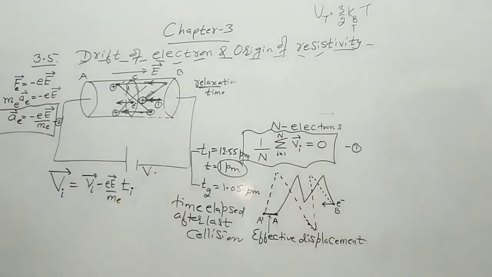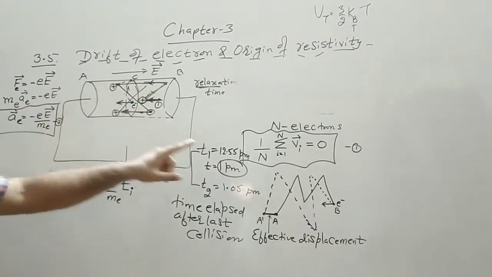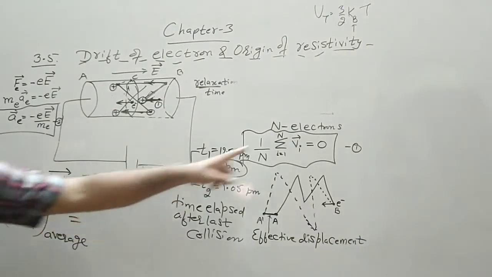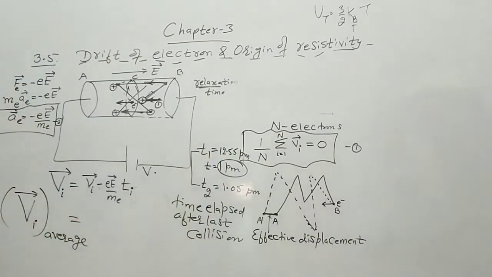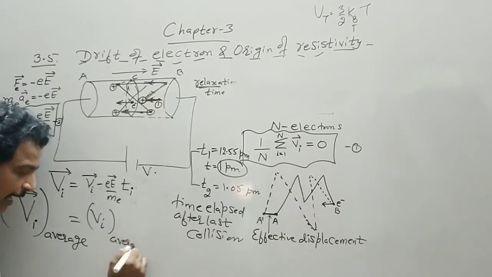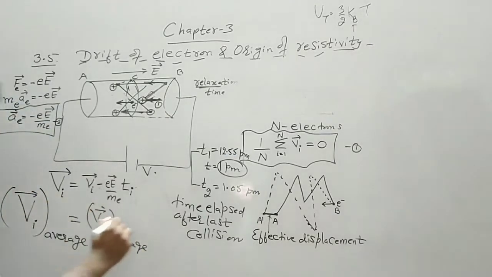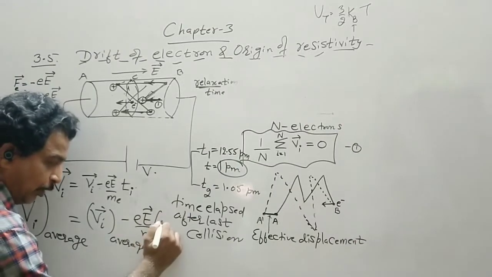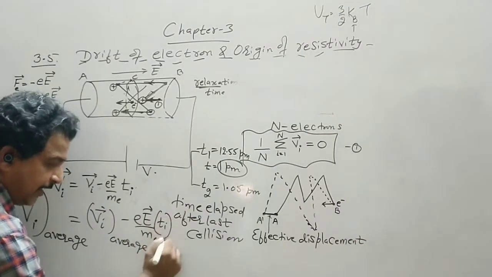So I have to take an average. Now if there are n number of electrons, I will take the average of this. So this is Vi average. The average is simply the summation, 1 upon n. That I can also write as Vi average minus eE upon m times Ti average.